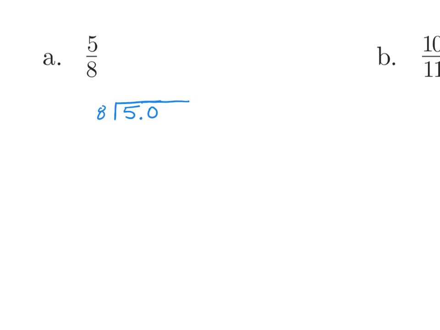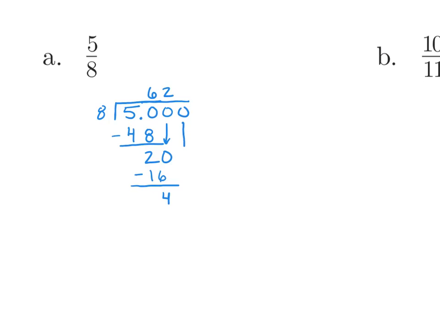The first number that is divisible by 8 is 50. 50 divided by 8. 8 goes into 50 6 times. 6 times 8 is 48. If we subtract, we get 2. We need to add a 0, bring it down. 8 goes into 20 2 times. 2 times 8 is 16. Subtract, we get 4.